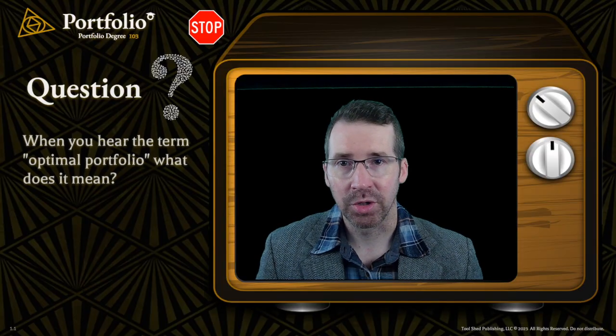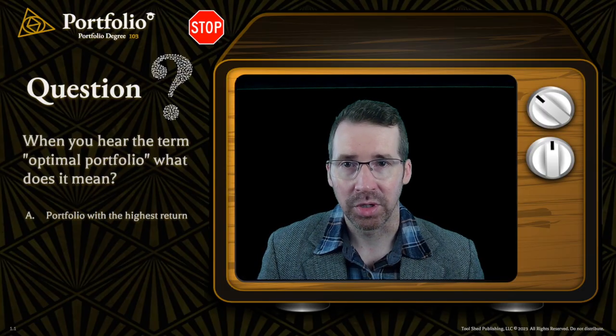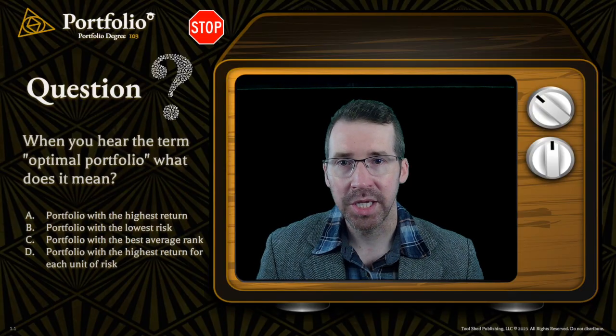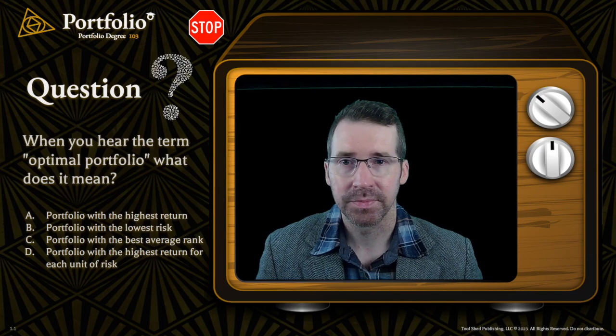Let's take another break for a moment for our third question. When you hear the term optimal portfolio, what does it mean? Is it A, the portfolio with the highest return, B, the portfolio with the lowest risk, C, the portfolio with the best average rank, or D, the portfolio with the highest return for each unit of risk?